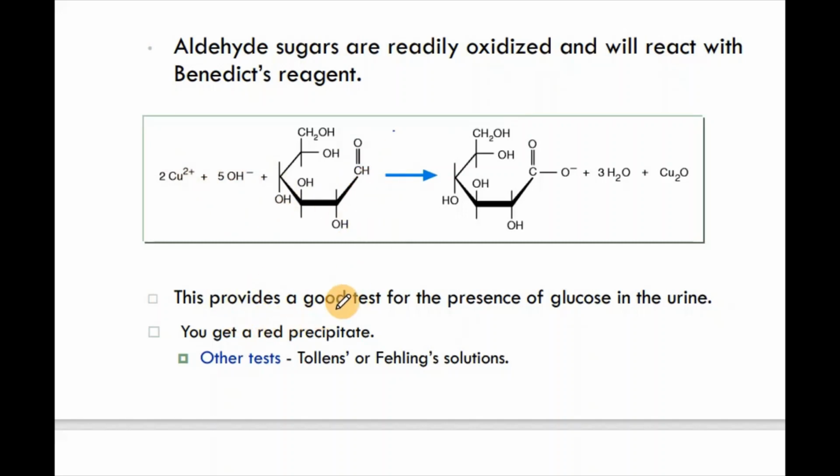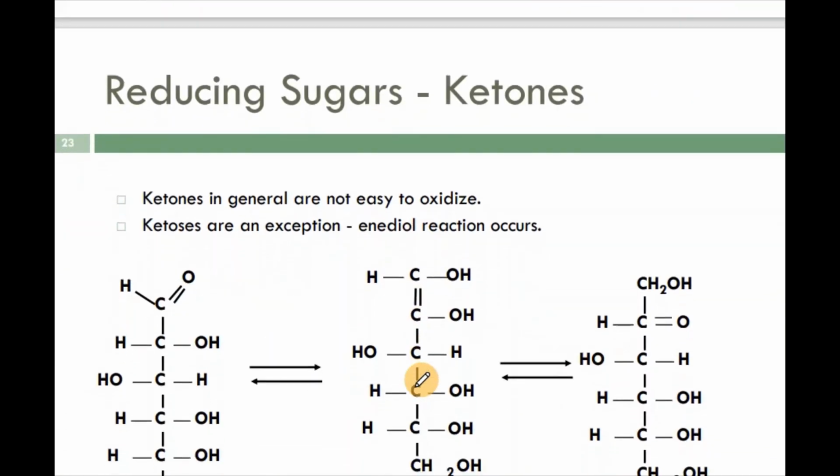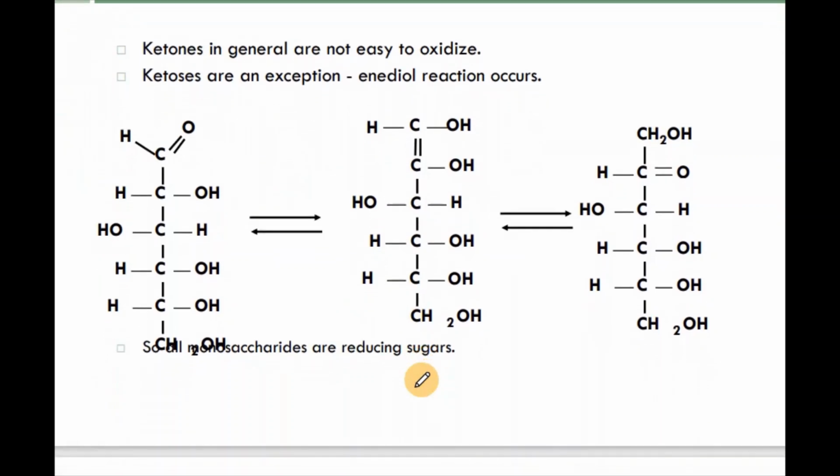This one is called the Benedict test. Other tests include Tollens' test and Fehling's test solution. Ketones are not easily oxidized because the OH on carbon 2 does not undergo oxidation, but rather they can undergo what we call an enediol reaction, which is an isomerization reaction.